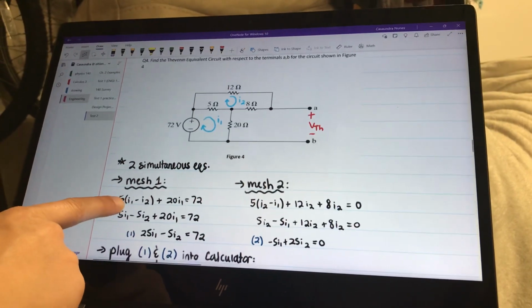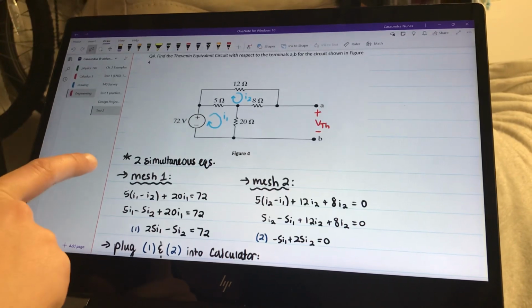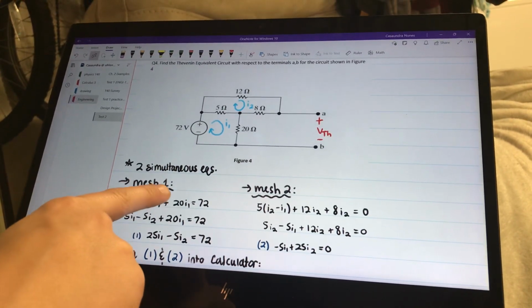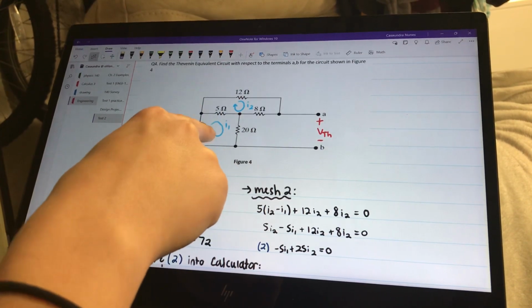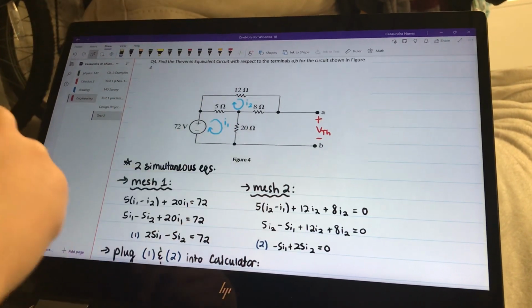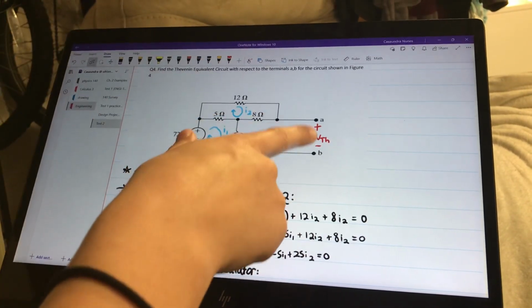Here we have to find the Thevenin equivalent circuit with respect to terminals A and B for the circuit shown in figure 4. Right off the bat, we can see that there are two meshes here, so I1 current and I2 current going through there. There's no current in this one because it is open right here, and we have V Thevenin going across A and B.